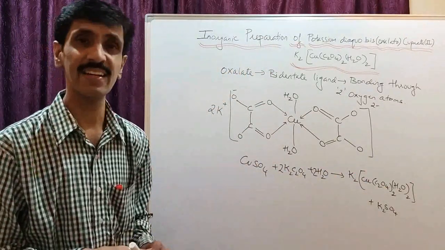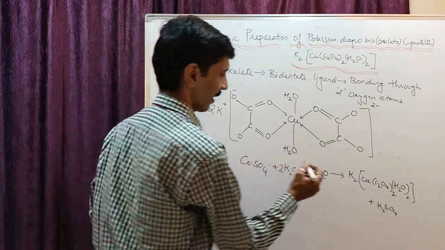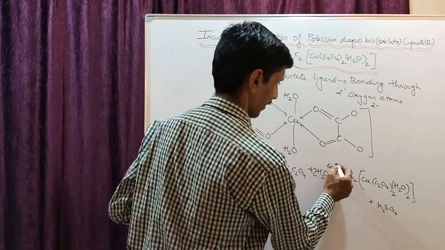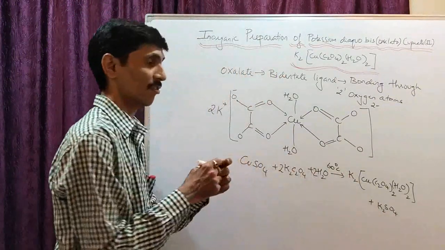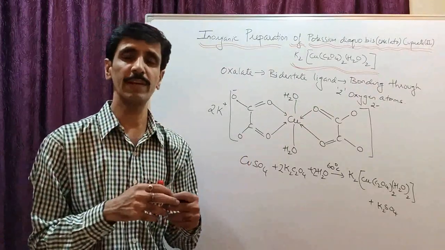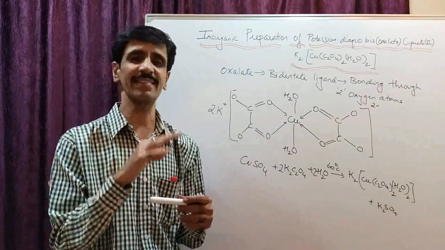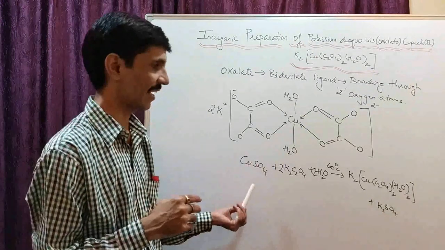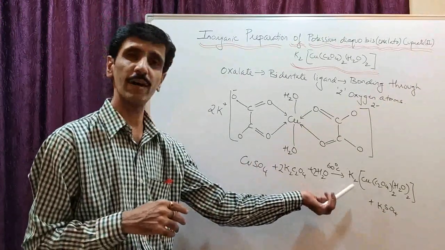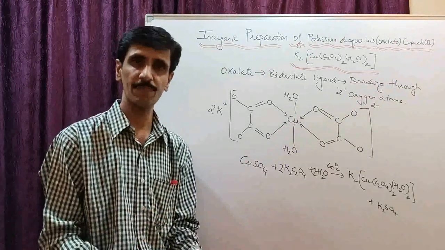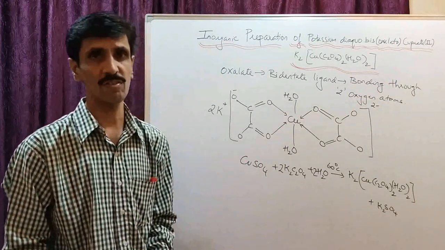This is where the reaction is. The reaction takes place at a temperature of around 60 degrees Celsius. That means we are just going to warm the solution. Please make sure that the solution is not boiling. At 60 degrees Celsius the reaction is carried out, which results in the formation of the complex. I hope you have understood up to this very well.